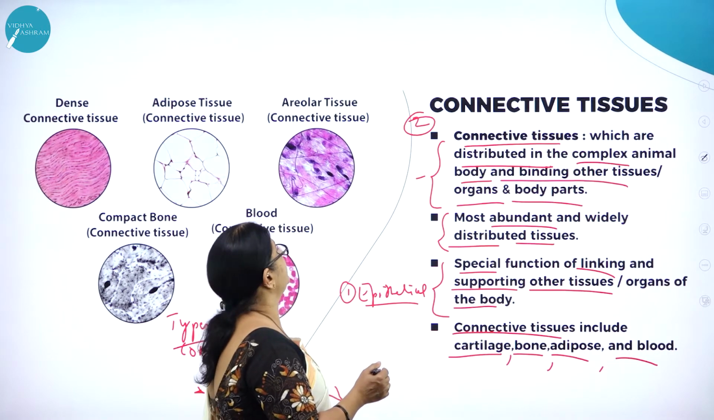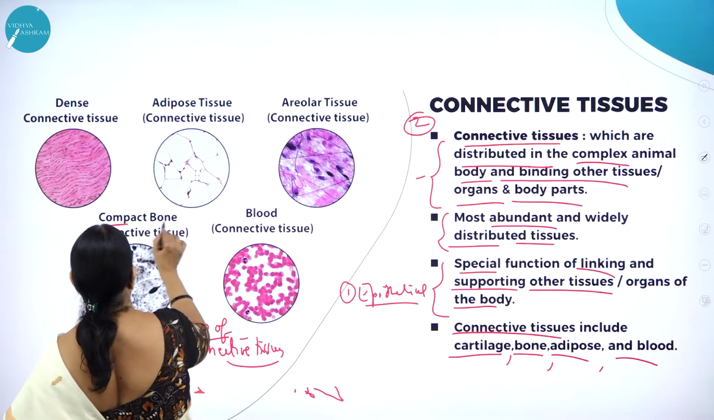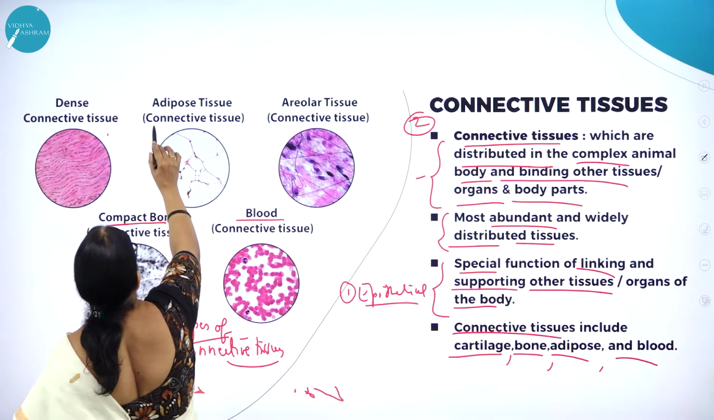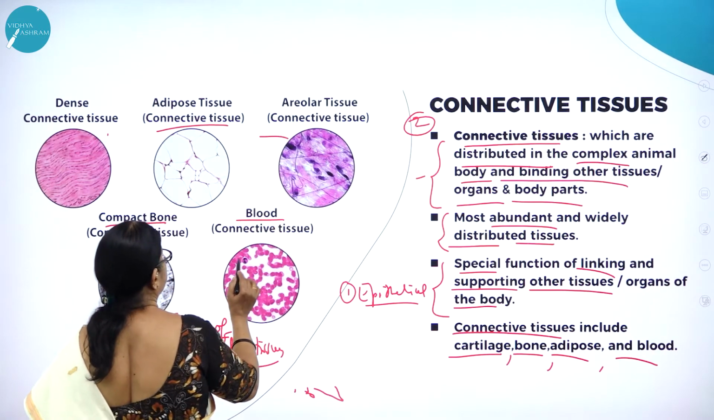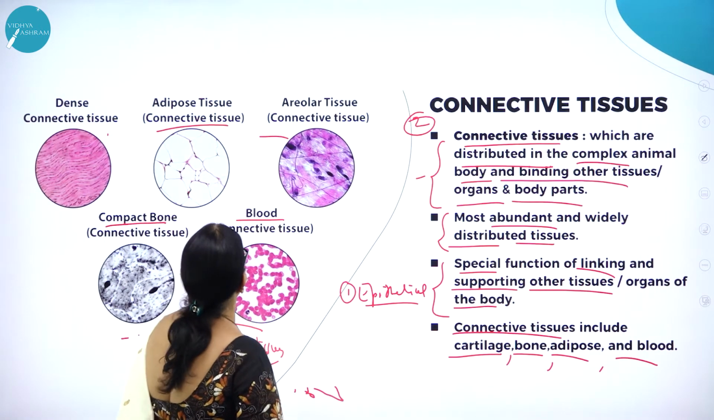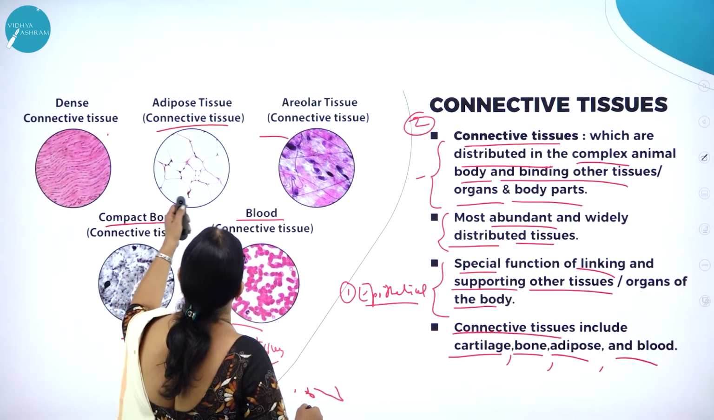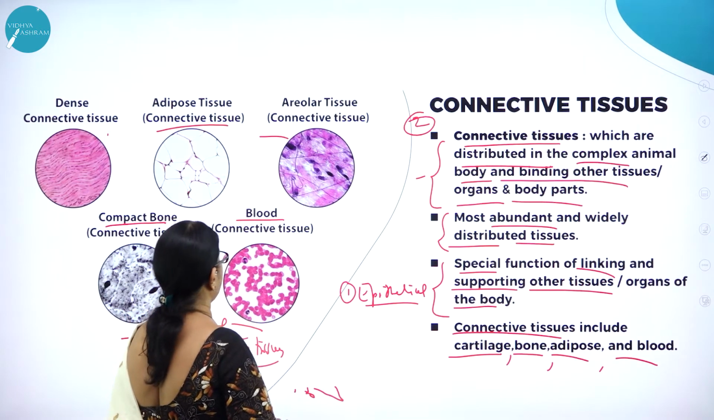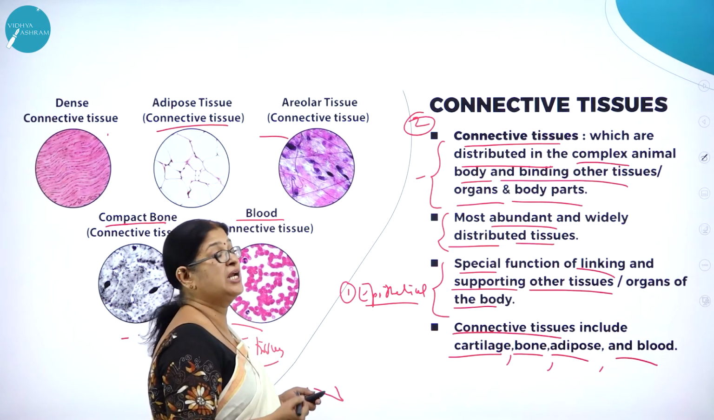So what is a connective tissue? Here you can see compact bone. Then the blood. Here you can see the dense connective tissue, adipose tissue, areolar tissue, and the blood. Here you can see the bone. So this is dense connective tissue, adipose tissue, areolar tissue, then the bone and the blood. Blood is a liquid connective tissue.